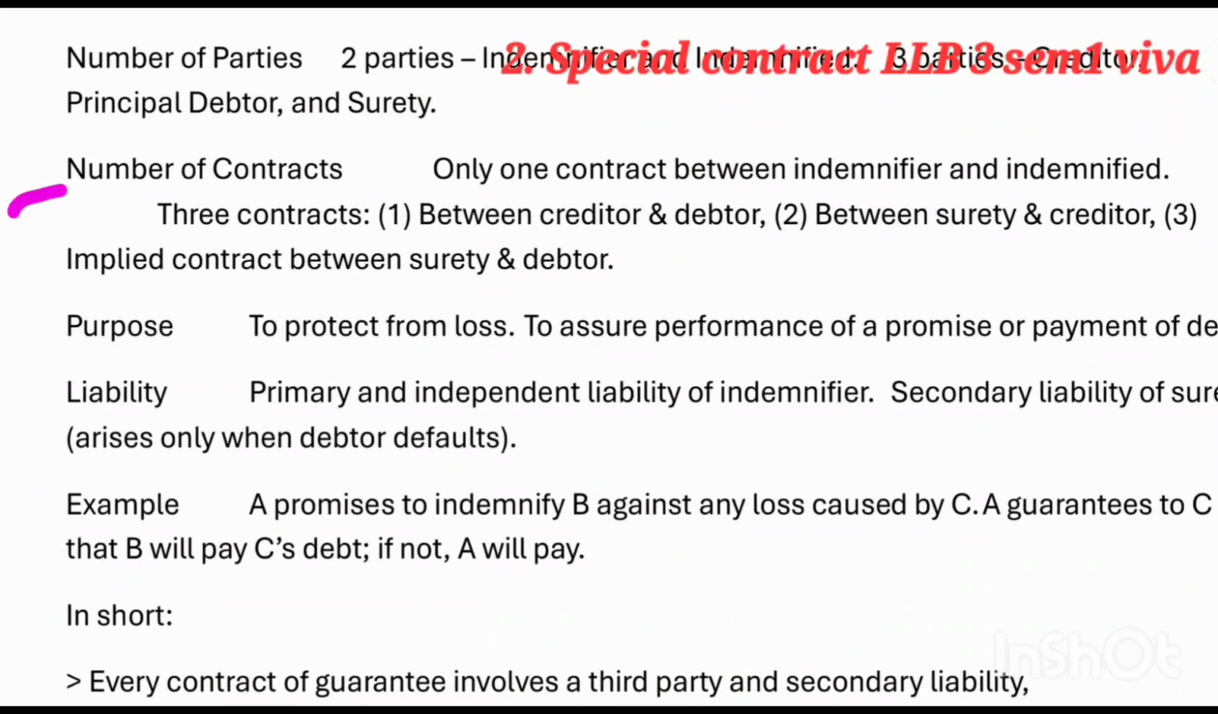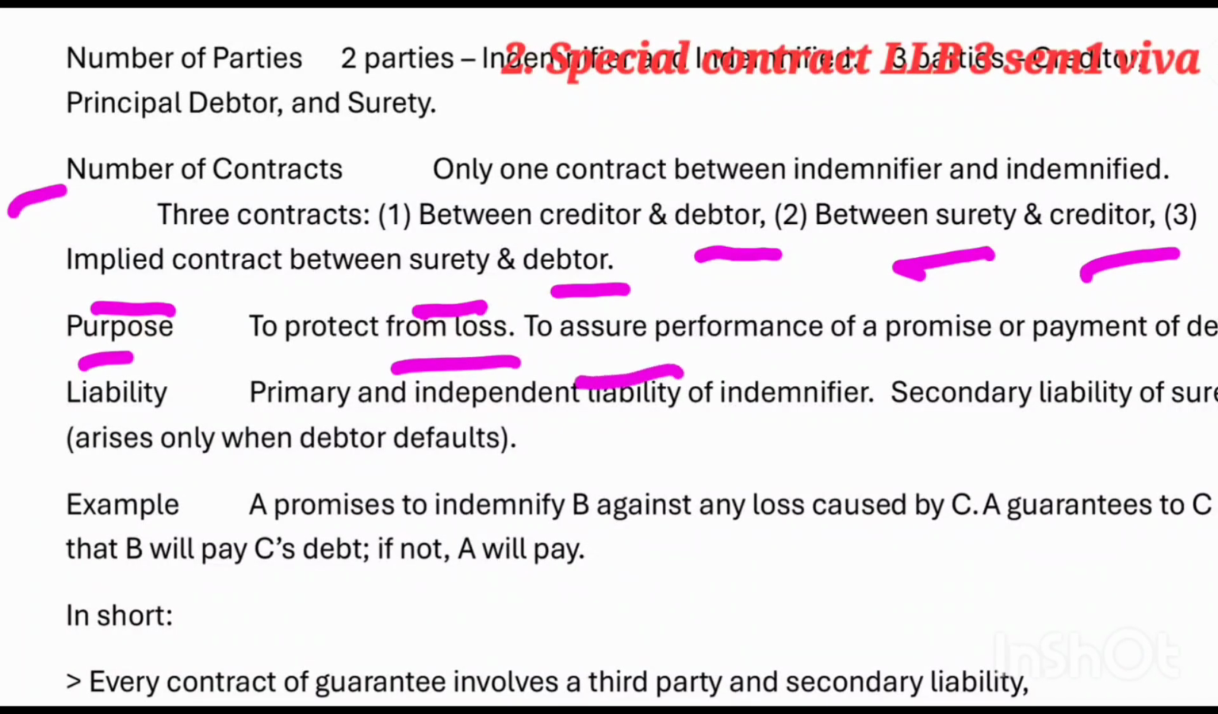Number of contracts. Only one contract between the indemnifier and indemnified. In guarantee, three contracts: between creditor and debtor, between surety and creditor, and third, an implied contract between surety and debtor. Purpose: indemnity is to protect from the loss, while guarantee is to assure performance of the promise or payment of the debt.